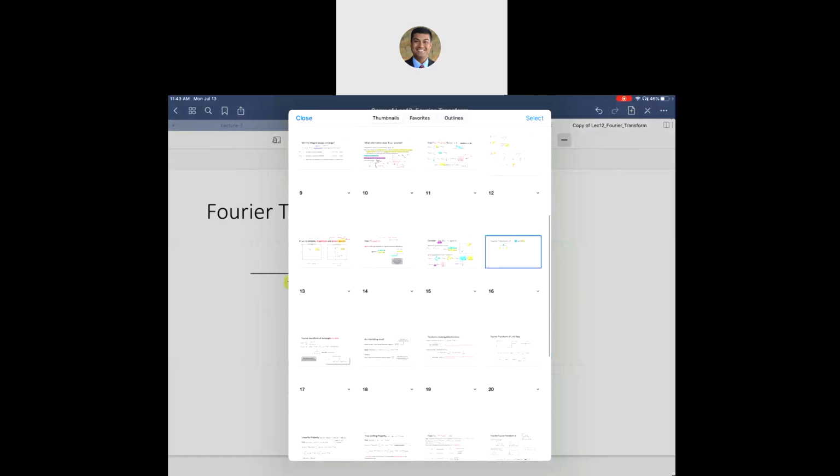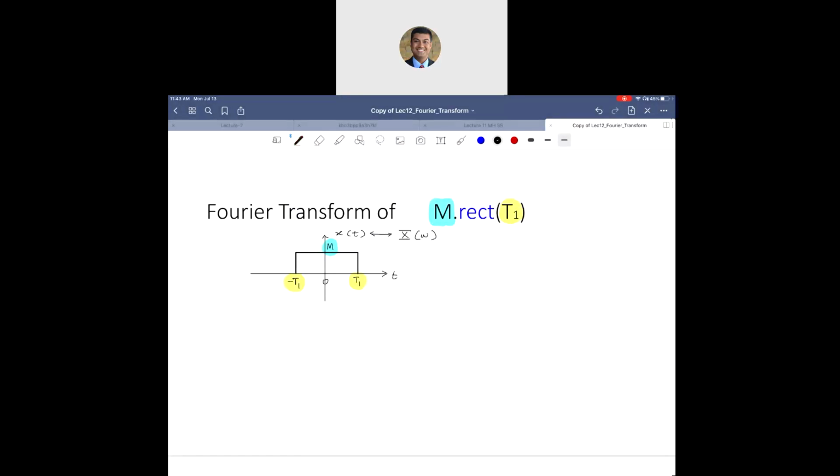So I want you guys to have this paired up in your head. Rectangle, the Fourier transform pair is a sinc. Rectangle and sinc are Fourier transform pairs. So if you have a sinc in the time domain, its Fourier transform will be a rectangle. If you have a sinc in the frequency domain, its inverse Fourier transform will be a rectangle in the time domain. Rectangle and sinc are Fourier transform pairs.